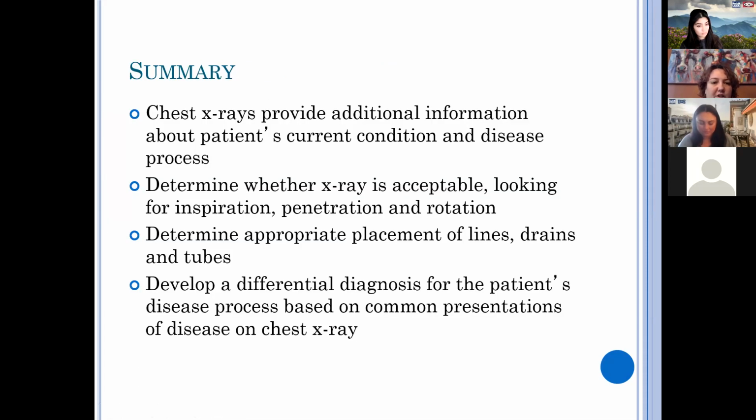So in summary, chest x-rays are going to provide additional information about the patient's current condition and their disease process. You want to look at inspiration, penetration, and rotation to determine whether your x-ray is acceptable. They help you to determine whether you've got appropriate placement of lines, drains, and tubes. And then they can also help you develop a differential diagnosis for the patient's disease process based on common presentations of that disease on chest x-ray.